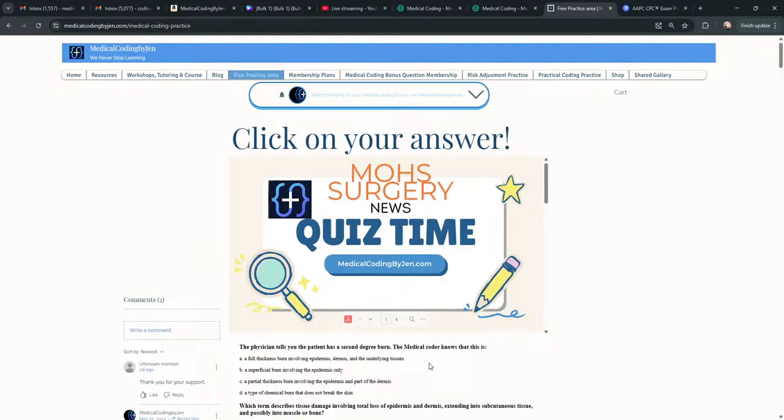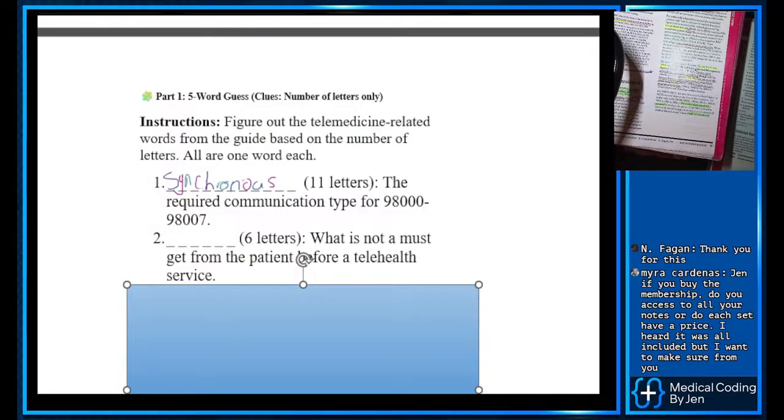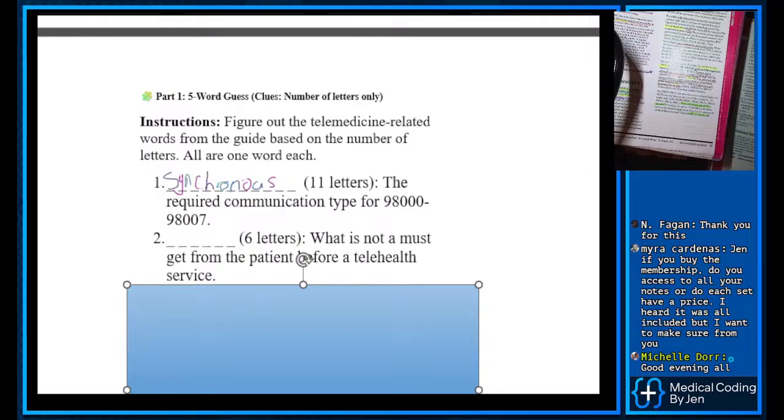All right, back to our stuff. Where am I at? Right here. And then let me get rid of that. There we go. 6 letters. What is not a must for patients getting telehealth services? What is not required? What word? Right there.